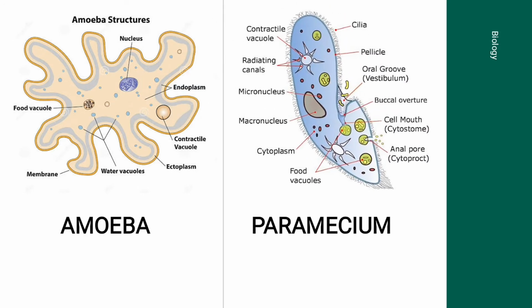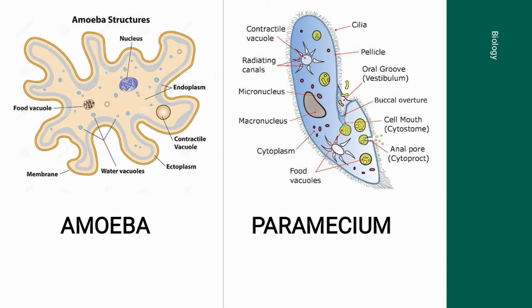Then we look at the examples. The first example here we have is amoeba. Amoeba are unicellular organisms and they exist singly. They exist independently as a whole entity. Are we together? So the first one is amoeba. And the second one is paramecium. So in this aspect of paramecium, they are also unicellular organisms that live independently on their own.